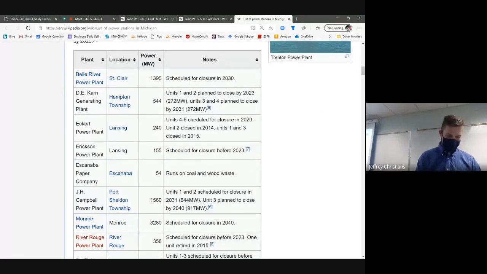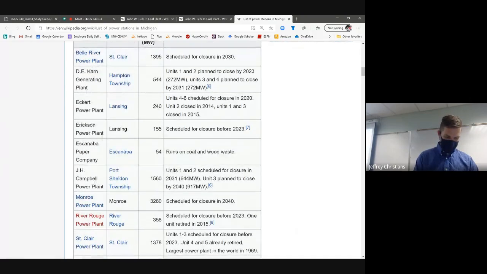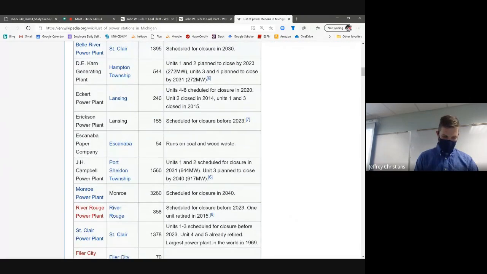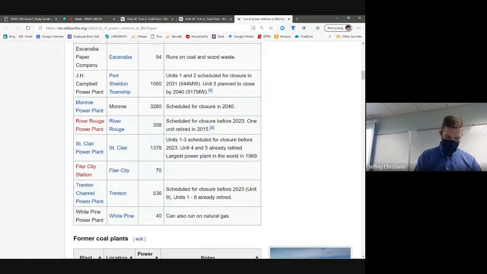Okay, the Belle River Power Plant in St. Clair, scheduled for closure in 2030. The Erickson Power Plant, scheduled for closure before 2023. The Eckert Power Plant, closure in 2020. Parts of it have already closed down. Basically, all of these different systems are currently scheduled to shut down.